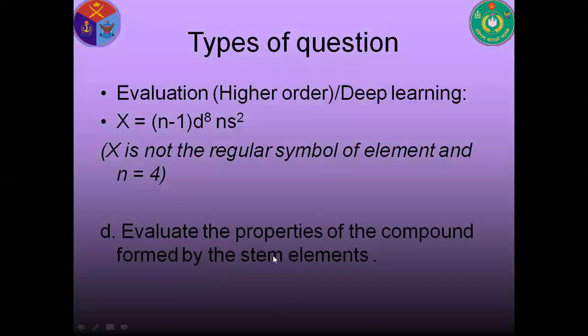Now, evaluate the properties of the compound formed by the STEM element. The STEM element is nickel, it is a metal. So, what will be the properties of the compound? Evaluate it. This is a metal, it forms ionic bonds, it dissolves in water. These types of properties are found in the element. Also, it forms colored compounds.